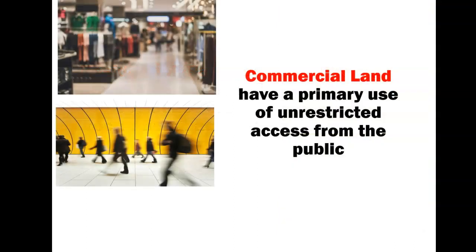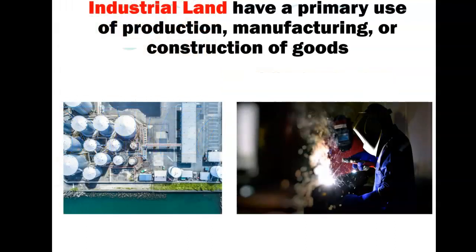Commercial land has a primary use of unrestricted access from the public. Shopping malls, daycares, churches, hospitals, but these do not include operations where food is grown directly in the soil. Industrial land has a primary use of production, manufacturing, or construction of goods. This is generally somewhere where public access is restricted. For example, typical factories in an industrial park; children, for example, aren't permitted to just walk in.